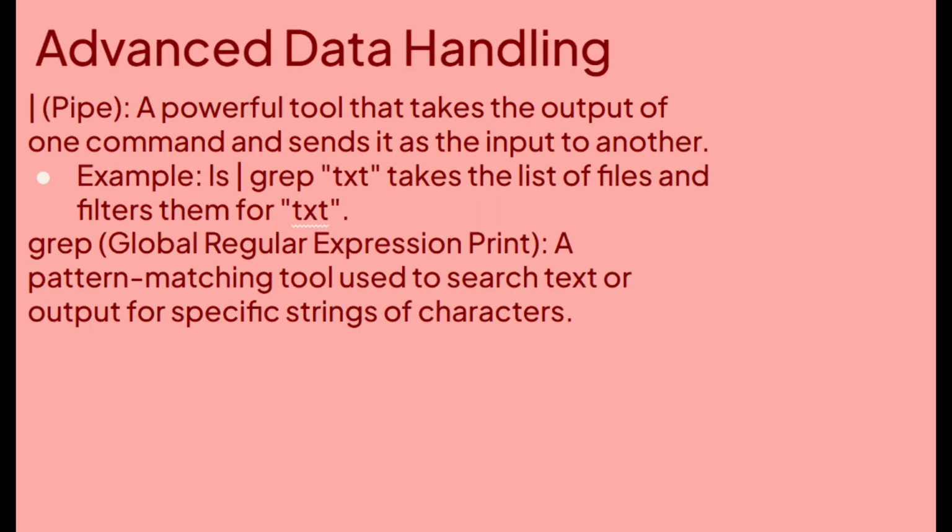Now we can move on to advanced data handling. The command that I brought up was pipe, which is a powerful tool that takes the output of one command and sends it as the input to another. An example for this is using pipe and also grep for txt, which takes the list of files and filters them for specifically text or txt files. Notably, I also included grep, which stands for Global Regular Expression Print, which is a pattern matching tool used to search text or output for specific strings of characters.